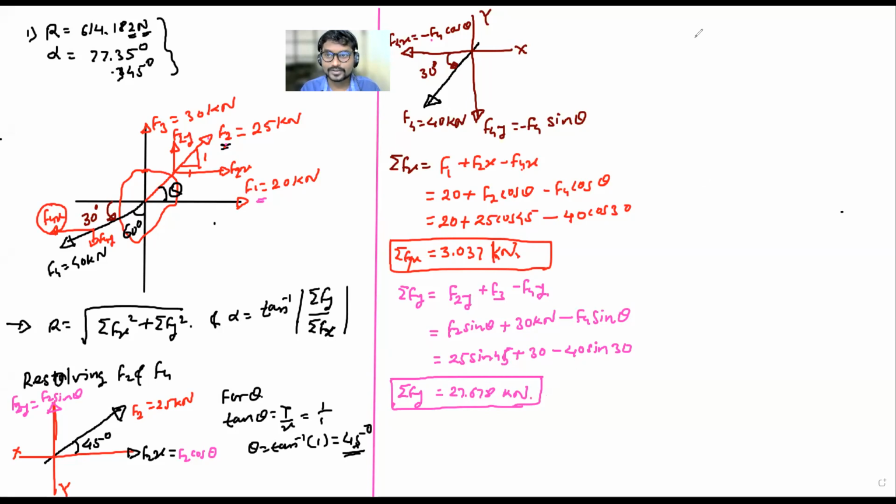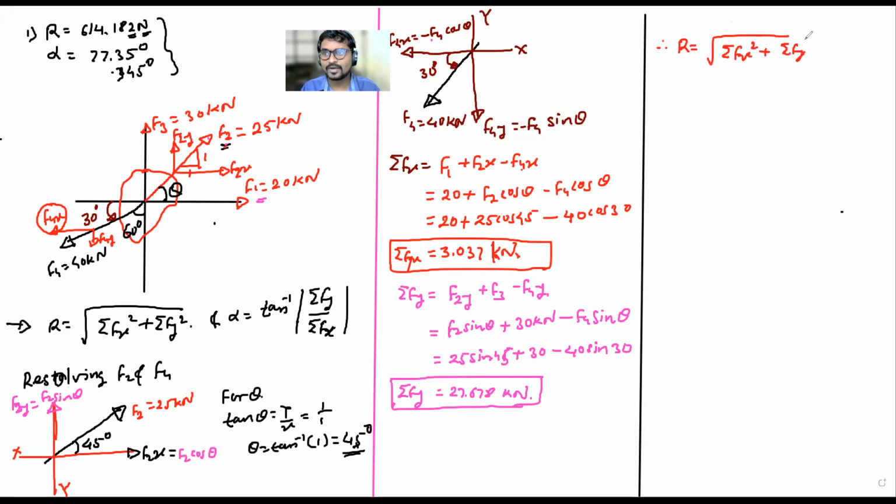Okay, it's great. Now after this we have to go for the resultant. How to go for it? R is equal to root of Fx square plus Fy square. Next line: therefore, R is equal to under root of summation Fx square plus summation Fy square. What are the values?